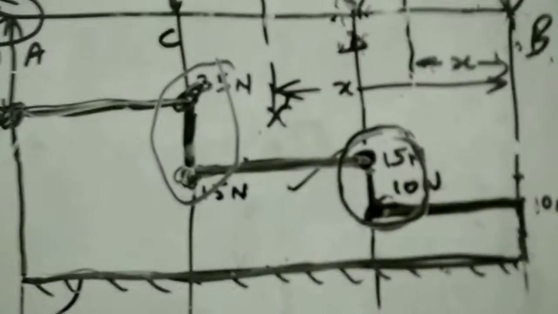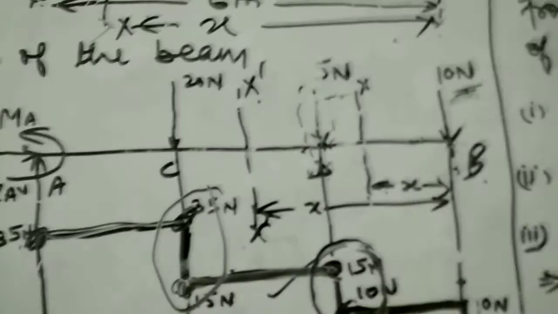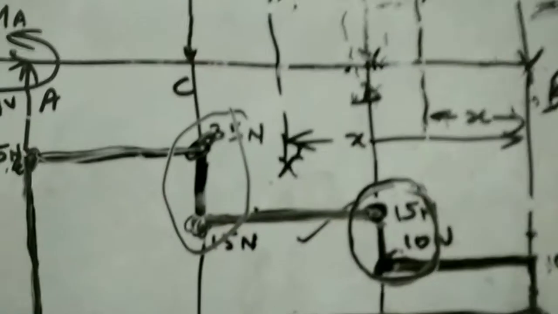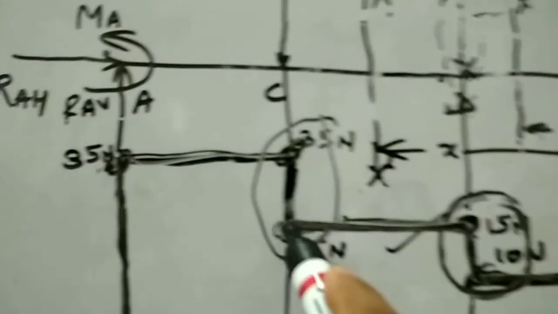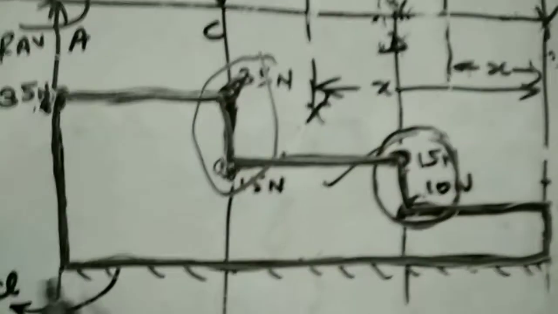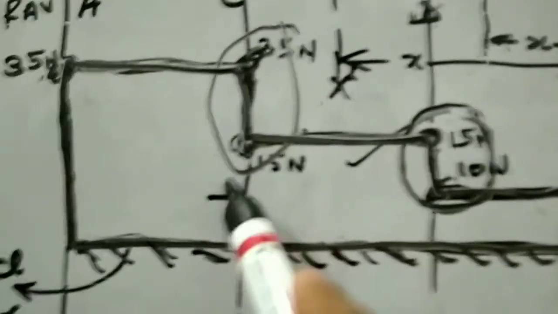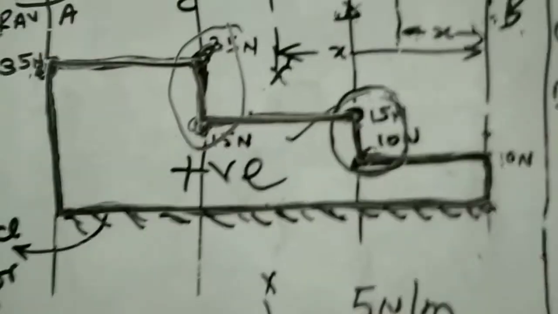And one more point here: there is a sudden variation in the shear force value at point C. Why? Because a point load is acting at point C, right? After this, there is a reaction force of 35 Newton, so it is a closed diagram. So this is the shear force diagram, which represents the variation of shear force across the length of the beam. This is the reference line, and we draw the shear force diagram as positive, right?